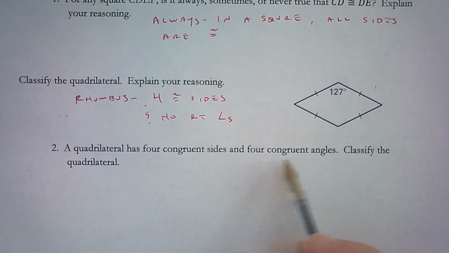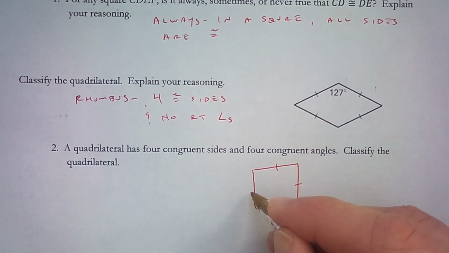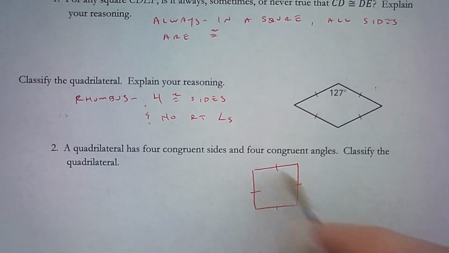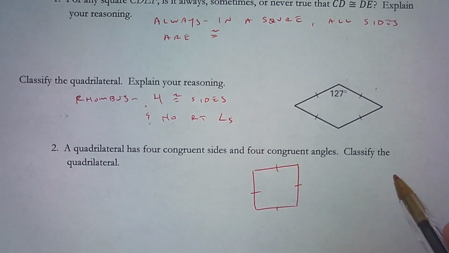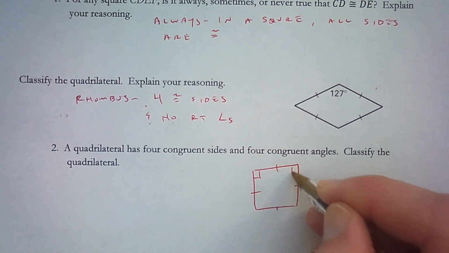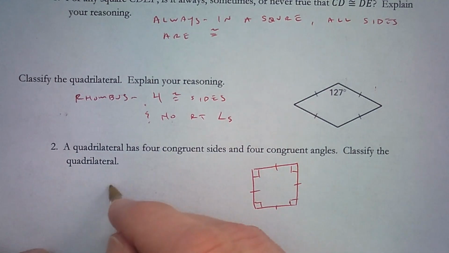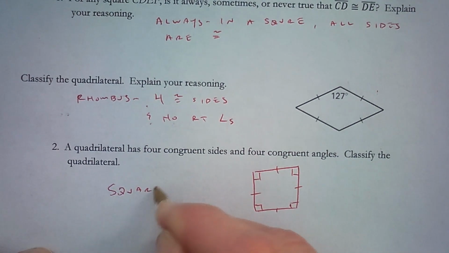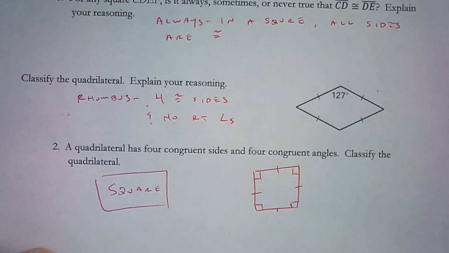A quadrilateral has 4 congruent sides and 4 congruent angles. Classify it. So if it has 4 congruent sides, it's going to look like that. It's a quadrilateral with 4 congruent sides, and it has 4 congruent angles. Now, a quadrilateral is 360 degrees total. If we distribute those evenly between the 4 angles, it's going to give us 90 degrees each. So this has to be a square because it has 4 congruent sides and 4 right angles.